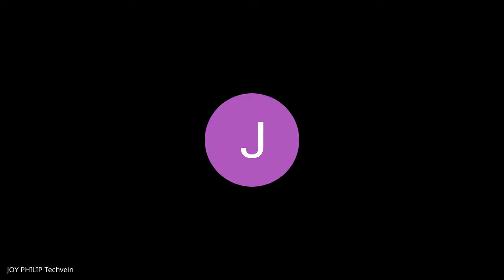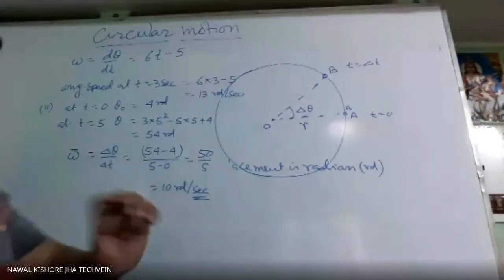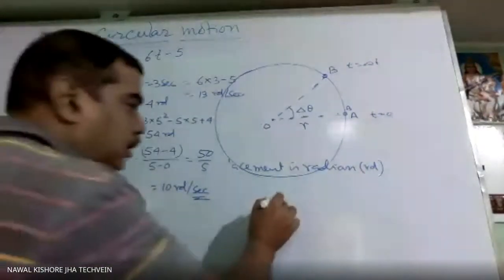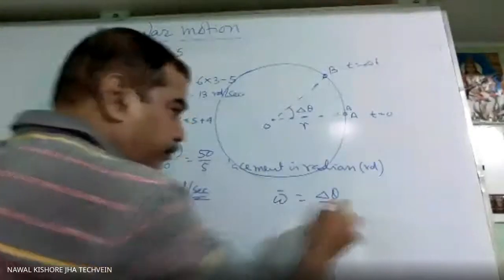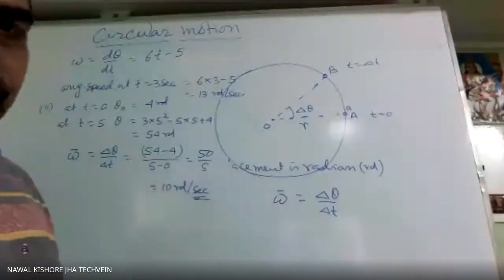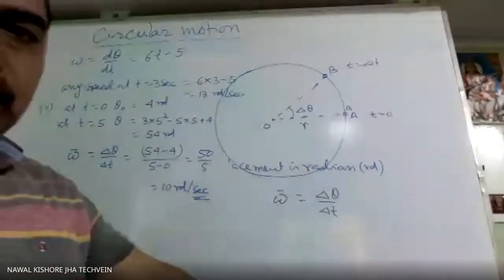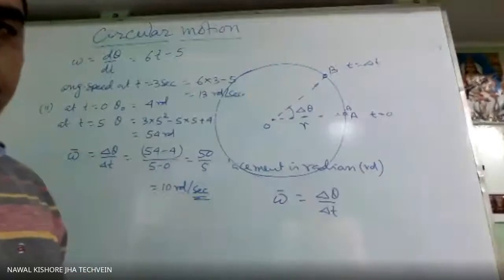Sir, once again, please explain that part, sir. So in the average speed, what is this omega bar? Delta theta over delta t. You are asked for the first 5 seconds. So at t equal to 0, what is the angle? At t equal to 5, what is the angle? So what is the change in angle?